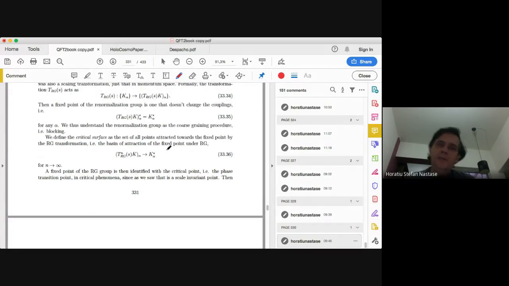Then the renormalization group fixed point is the point at which, if you do one more scaling, one more blocking, you don't get any change in the scale. So the fixed point is scale invariant, right? In other words, T_RG(S) of K_alpha at the fixed point star is equal to K_alpha star.